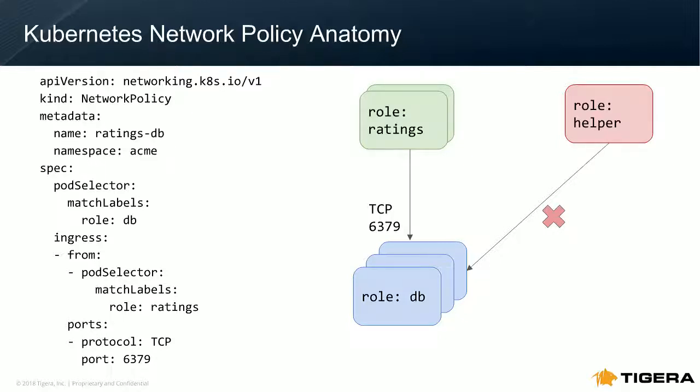This is a fairly simple declarative policy now. It basically says that anything labeled ratings DB, doesn't matter if there's one of them or a million of them, will allow traffic in, that's an ingress rule, from anything labeled role ratings on port TCP 6379. With no other policy set, this is the only traffic that's going to be allowed in this cluster. So in this case, role DB will allow traffic in from ratings, but will not allow traffic in from role helper. And this is a declarative policy.